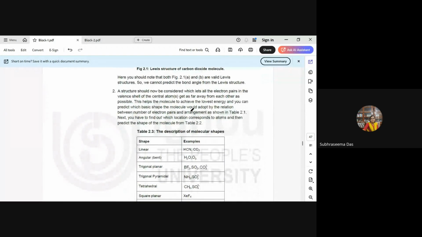Now a structure should be considered which lets all the electron pairs in the valence shell of the central atom go as far as possible from each other. So this helps the molecule. Once the electron pairs are far apart from each other, the overall energy of the molecule is minimum.